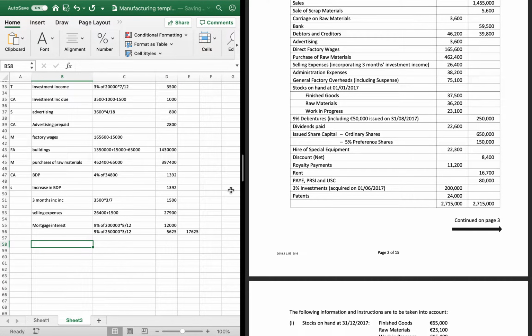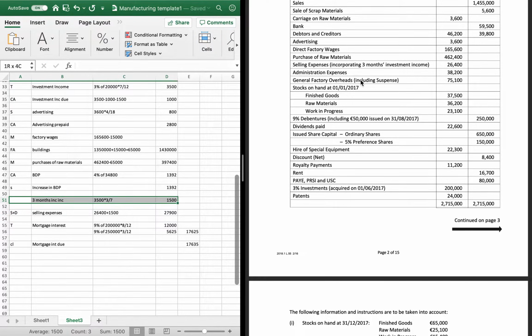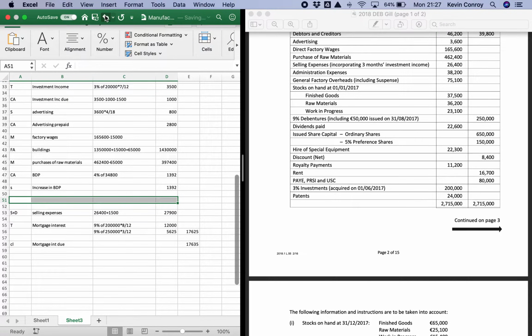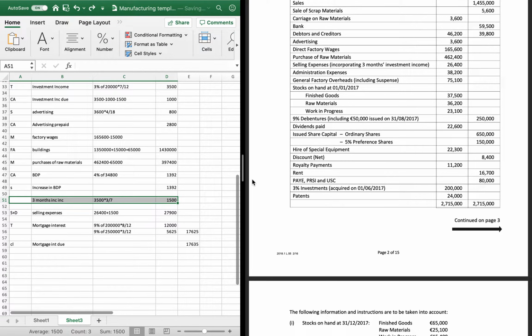All right. It doesn't tell you you've paid mortgage interest, I don't think. So all of that 17,625 is also due. So that's a current liability. That'll be trading. Selling will be the selling and distribution. Nothing to do with that. So other than, just don't do that actually, just to show you where that came from. But you don't do anything with that.